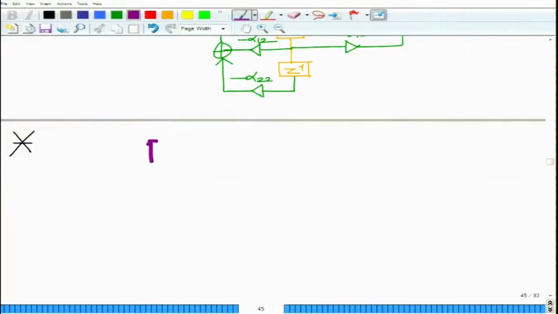Welcome to another module in this massive open online course. So, we are looking at the parallel form 1 for IIR filter implementation. Let us continue looking at this with the aid of an example. So, we are looking at parallel form 1.